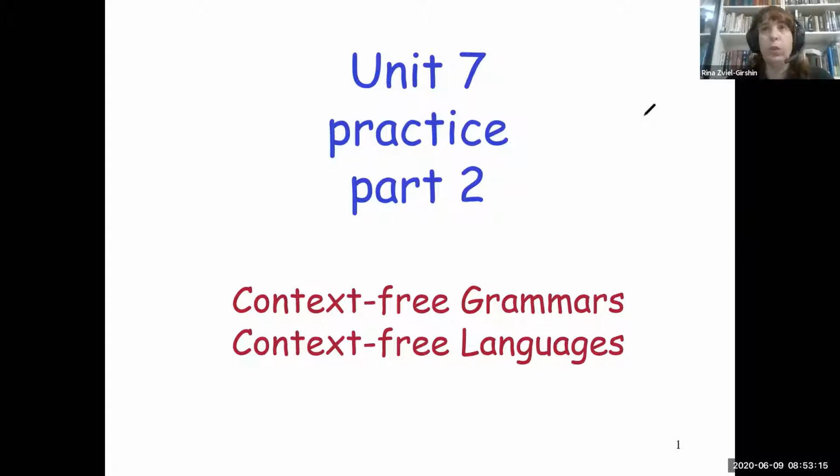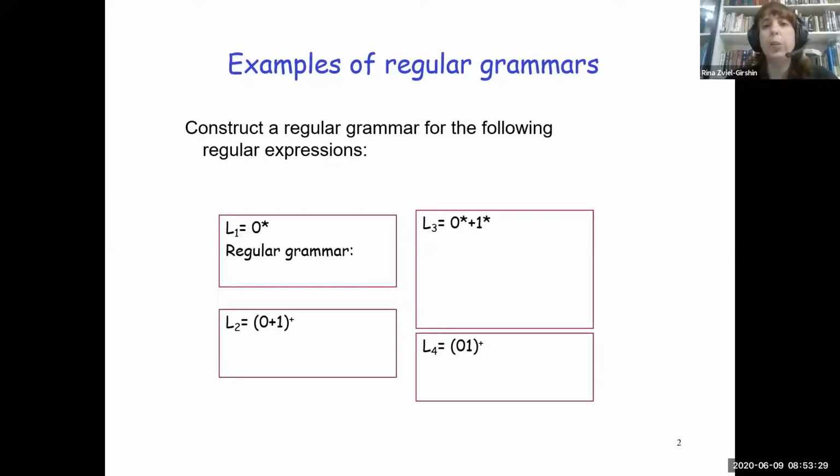And one of the closure operations was substitution. And it was relatively new for us because we didn't do it at all. So basically, we have a lot of things to practice. We will start with simple stuff.